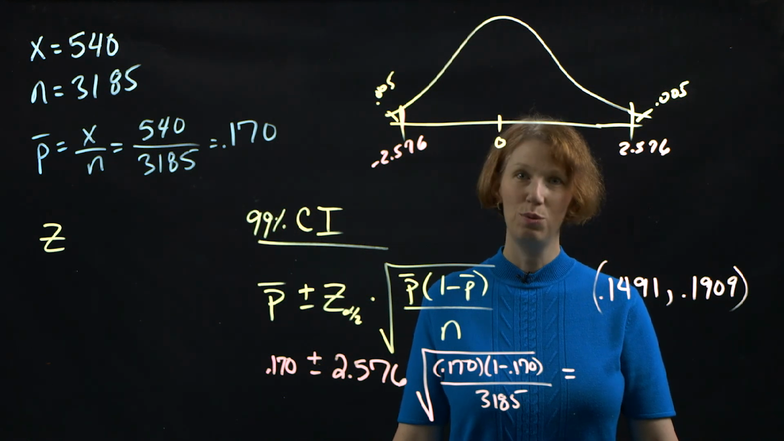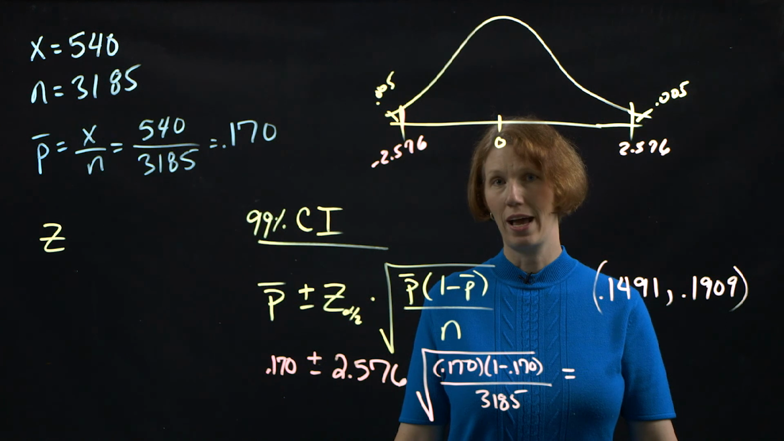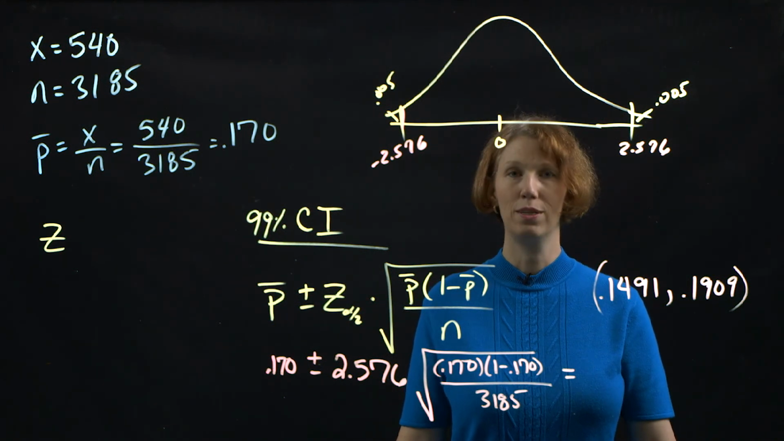Okay, this concludes our demonstration for constructing a 99% confidence interval for a single population proportion.